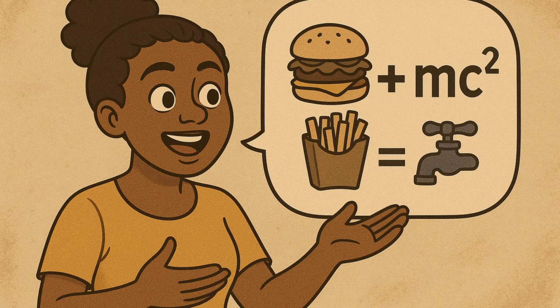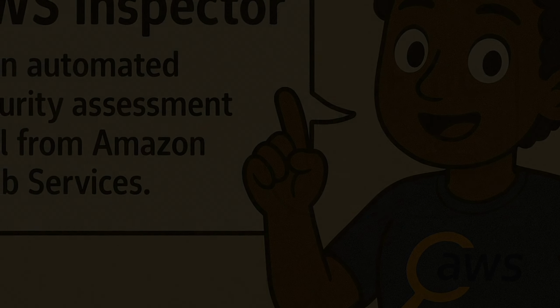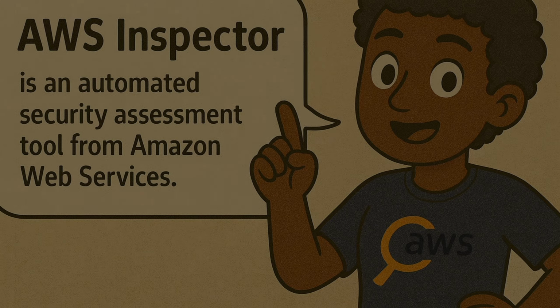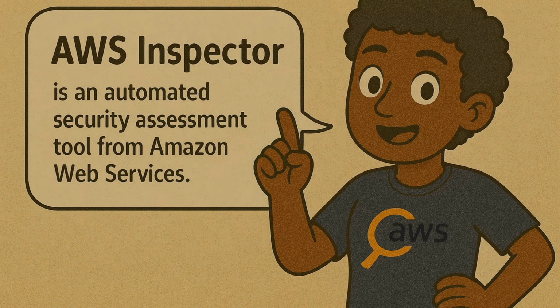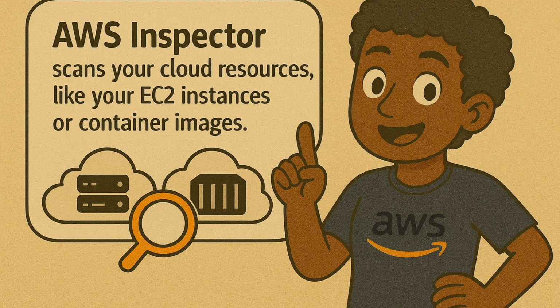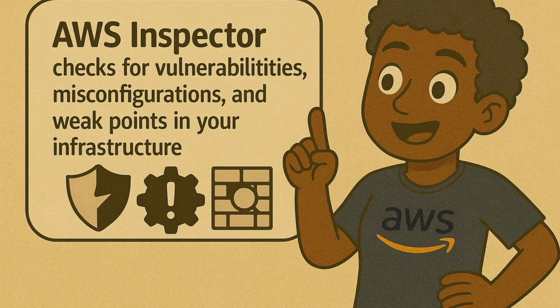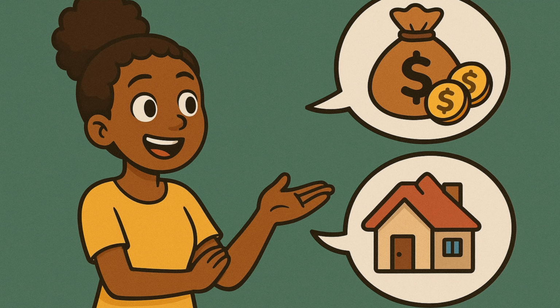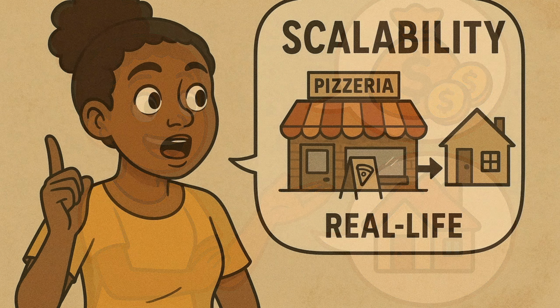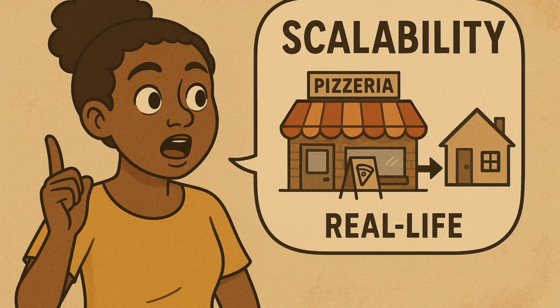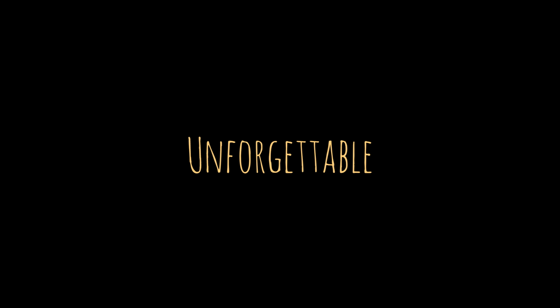Now, in technical but very simple terms, don't worry, I got you. AWS Inspector is an automated security assessment tool from Amazon Web Services. It scans your cloud resources like your EC2 instances or your container images. It checks for vulnerabilities, for misconfiguration, and weak points in your infrastructure. And yes, I like to explain my terms in ways you're familiar with. Because when you can connect an idea to real life, the definition becomes unforgettable.